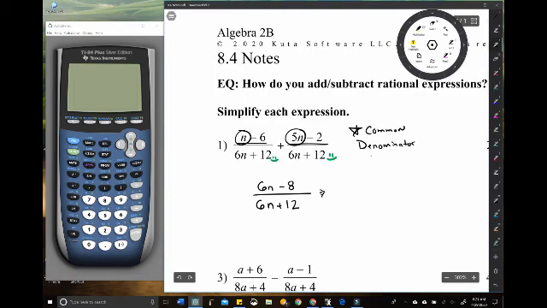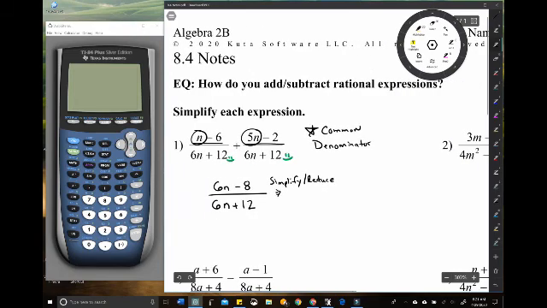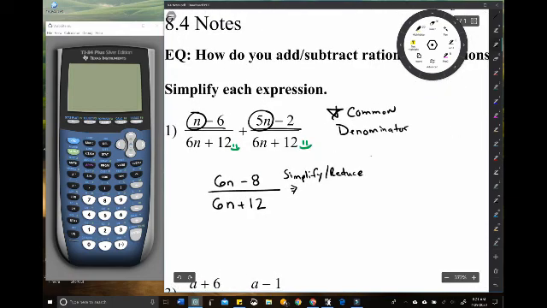Now do simplify, or reduce. You can do that if they all share a common factor. All of the numbers, 6, 8, 6, and 12, share a factor of 2. So I can reduce all of those by 2. 6 divided by 2 is 3n minus 4 all over 3n plus 6. And that would be your final answer.